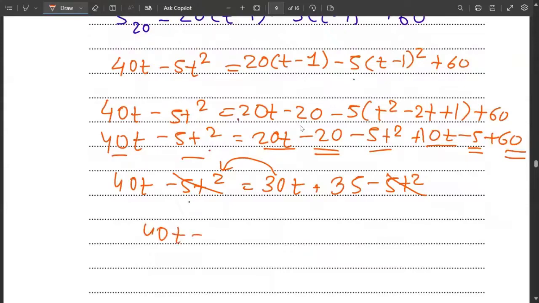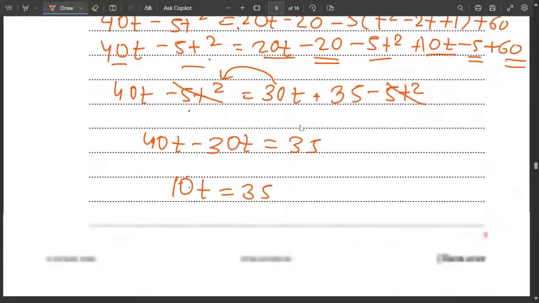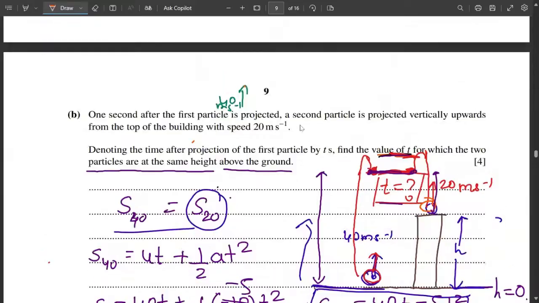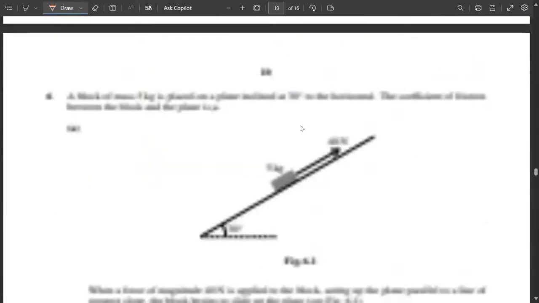So 40t - 30t is equal to 35. Therefore, 10t is equal to 35. Therefore, finally, time equals 3.5 seconds. Now, what does this value mean? That means at 3.5 seconds, the particles will be at the same height. And that's how we end the question. And we'll go to the next one.